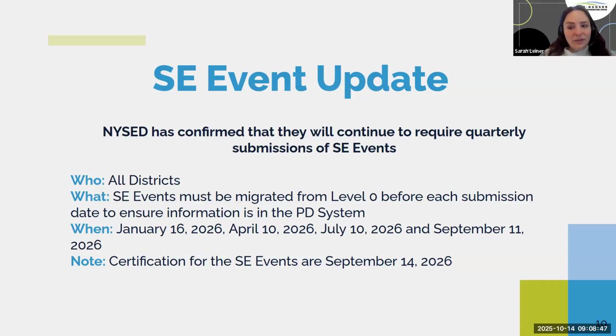This is not a certification date. Nothing in the PD system needs to happen specifically other than the data is migrated and it must be available for viewing in the PD system. And then we round it out with the official certification for this data, which is going to be September 14th, 2026.